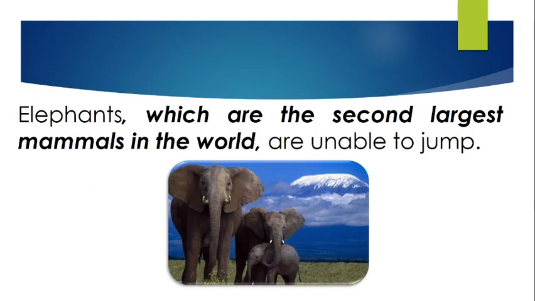Elephants, which are the second largest mammals in the world, are unable to jump. The extra information, which is between commas and in bold, which are the second largest mammals in the world, is extra information. And the clause could be: elephants are unable to jump.